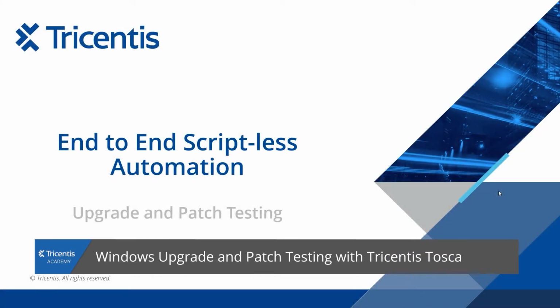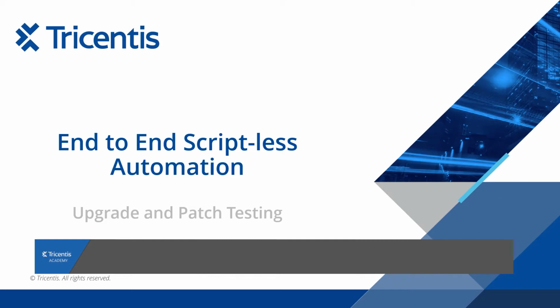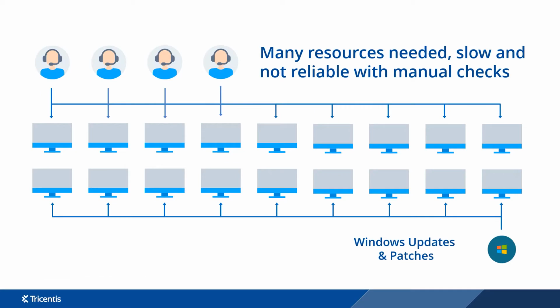Welcome to this video showing you Tricentis end-to-end scriptless automation being leveraged in upgrade and patch testing. When it comes to testing different Windows updates and patches across different configurations, this requires multiple resources. Different people with different machines will need to go through and test the different configurations. When done manually, this is extremely slow and time-consuming.